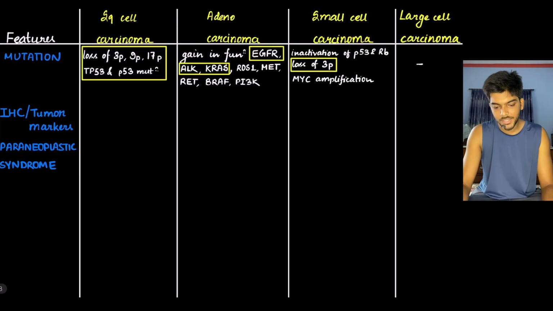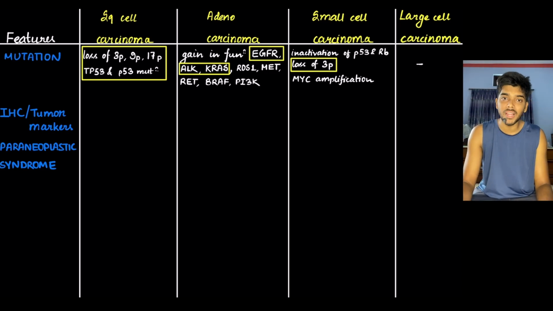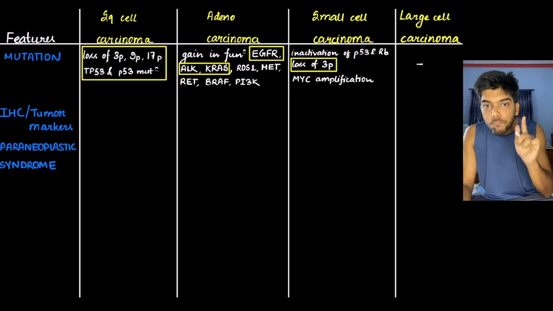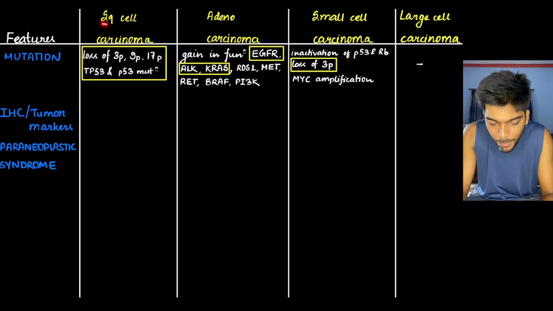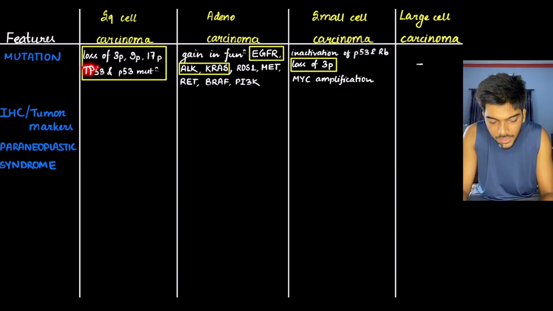Okay, next, mutations. I can't be of much help for mutations. Now that you have to mug up on your own. There are lots of mutations given for each of the carcinoma, but at least remember the most important mutations. Squamous cell carcinoma, there is loss of 3p, 9p, and 17p, or there is TP53 and P53 mutation.